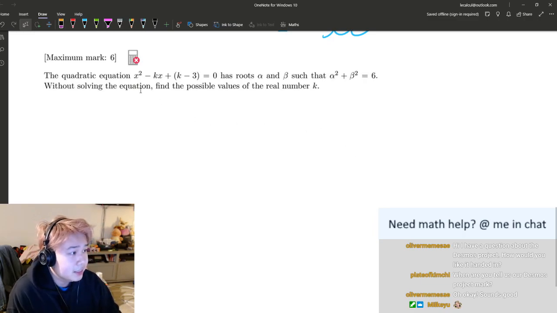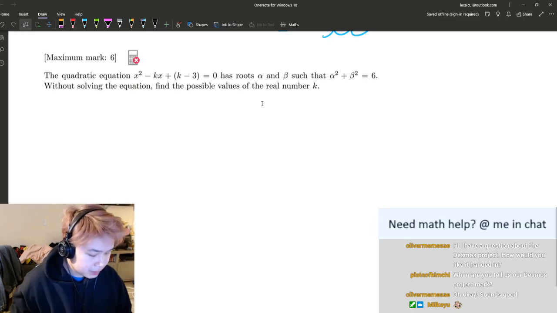Okay, so let's see. We have this quadratic equation, and then it has 2 roots, alpha, beta, such that alpha squared plus beta squared equals 6. And then we don't want to solve the equation, but we want to find out possible values of this real number k.